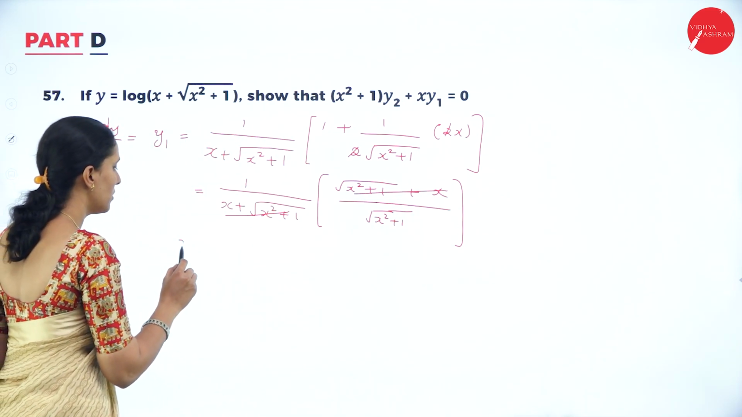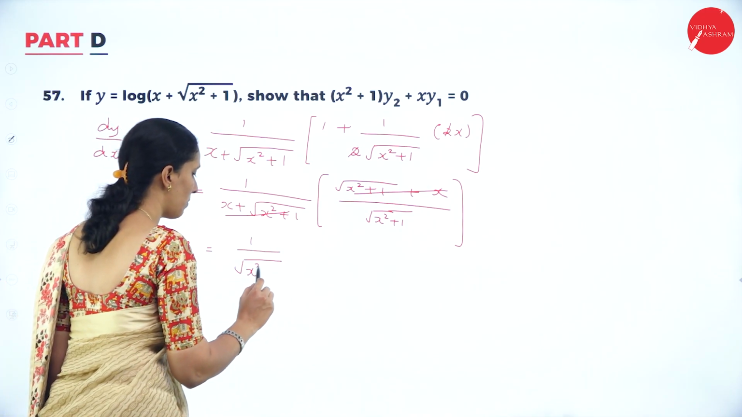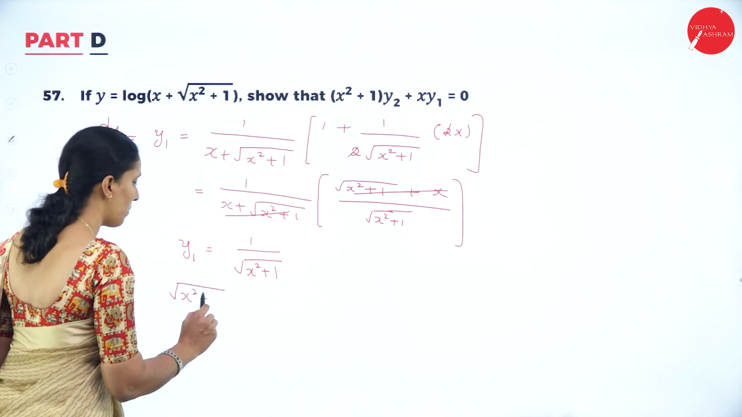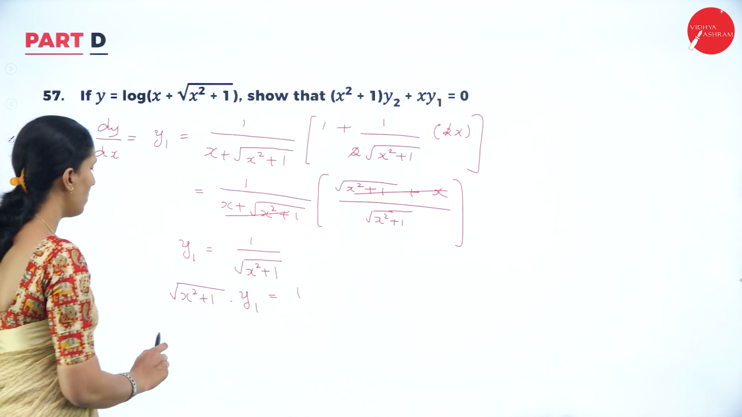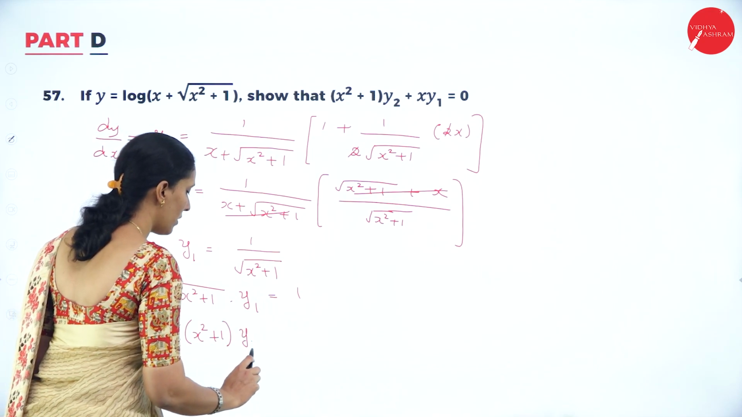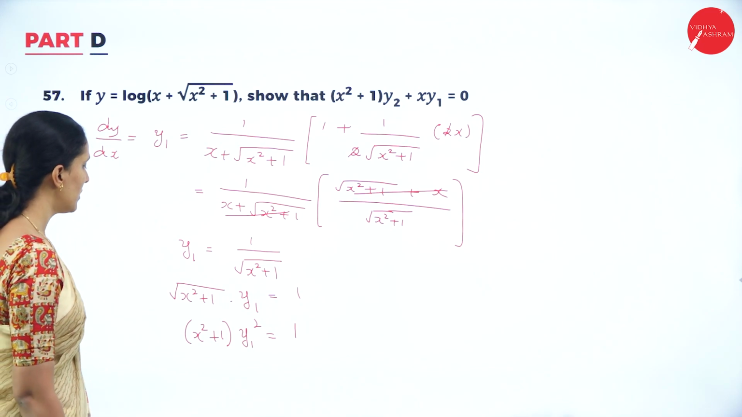So we will get here y1 is equal to 1 divided by root of x square plus 1, or cross multiplying we'll get root x square plus 1 into y1 is equal to 1. Now squaring on both sides, we will get x square plus 1 into y1 square is equal to 1. So next we will derive this again.